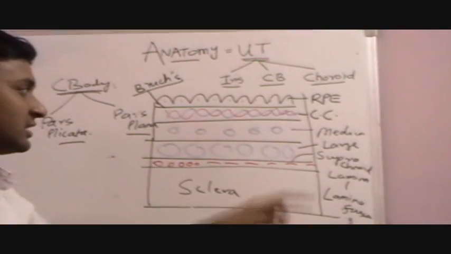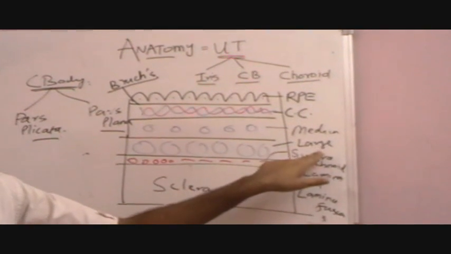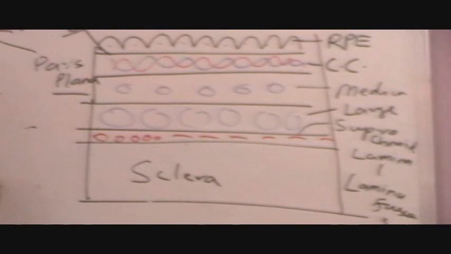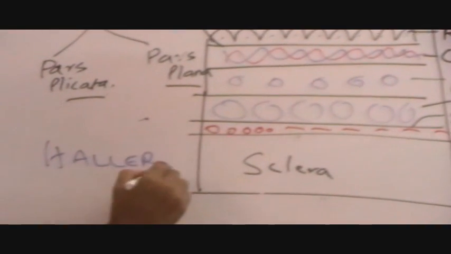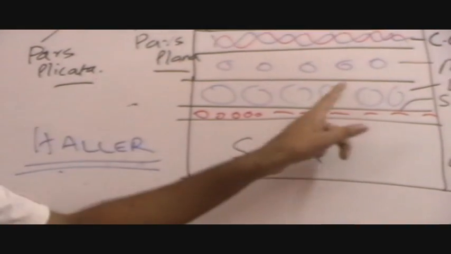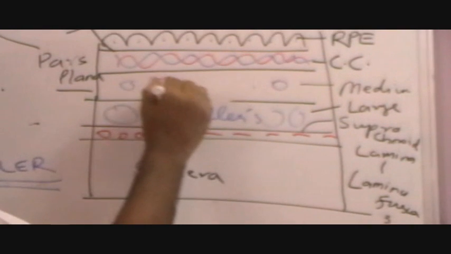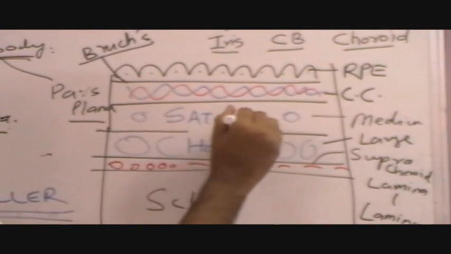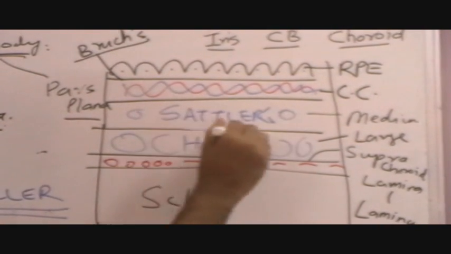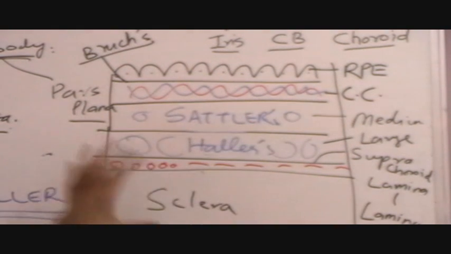Two named layers. The name of this large vessel layer is called Haller. H-A-L-L-E-R. Haller's layer is this. This is Haller. This medium vessel zone is called Sattler. S-A-T-T-L-E-R. Sattler's layer. These are the points about choroid.